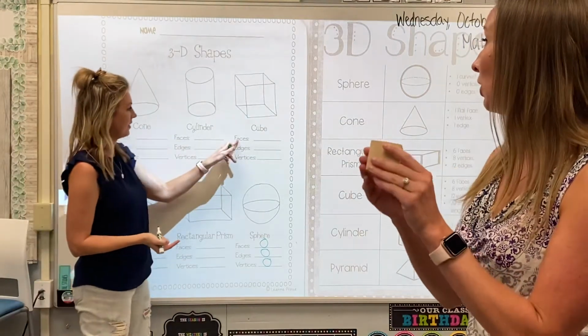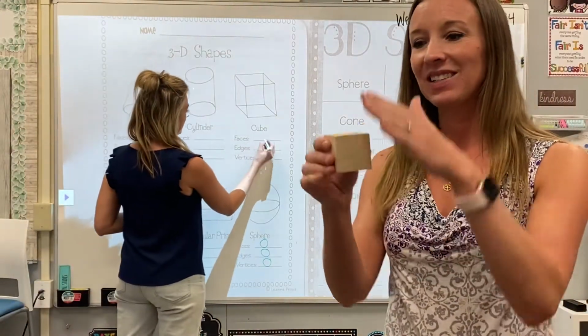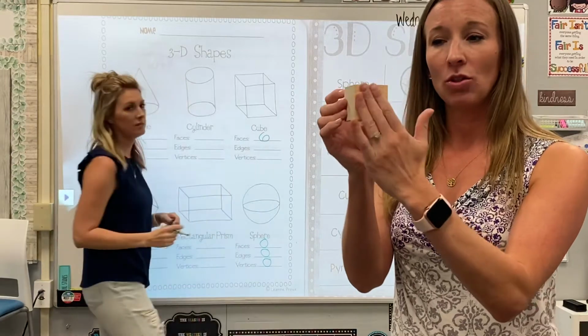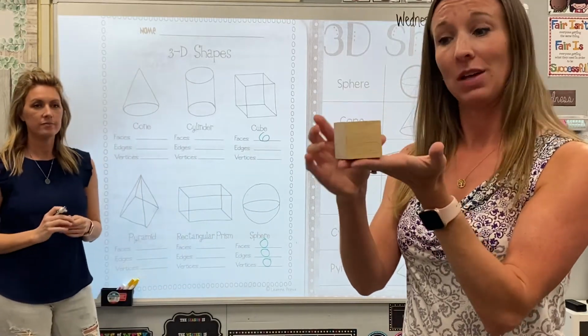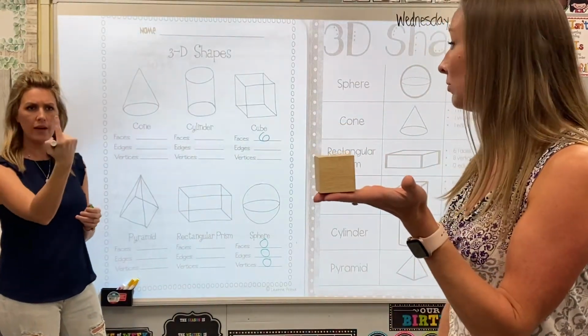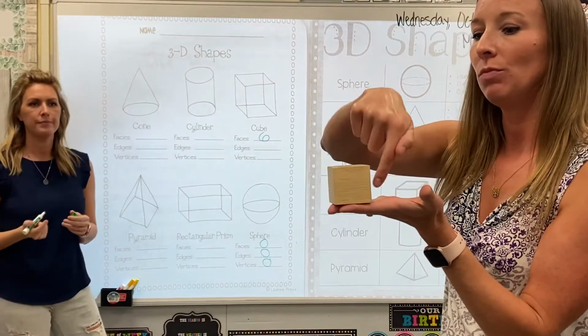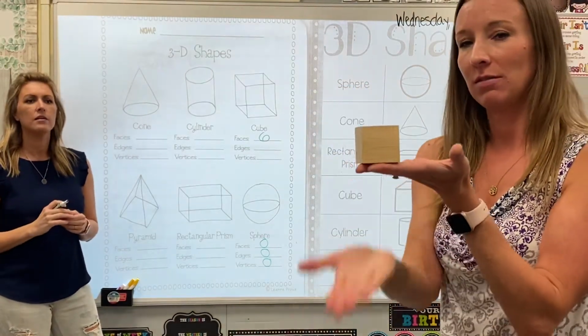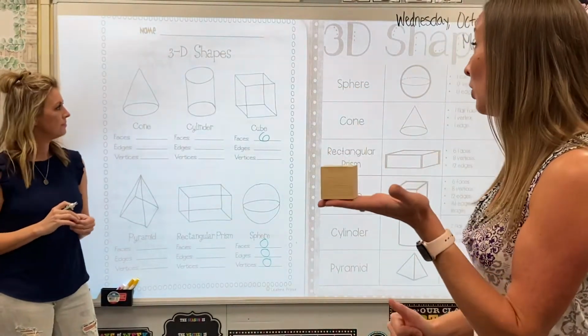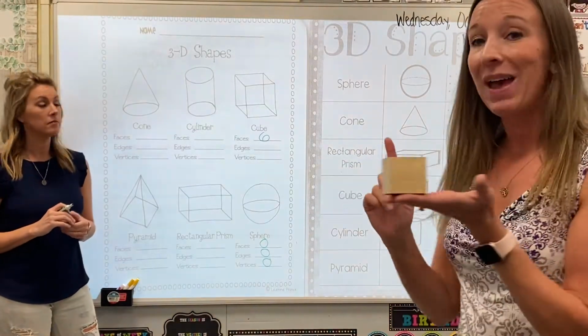So a cube has 6 faces because those are all flat sides on the cube. So 4 all the way around, 1 on top and 1 on bottom. 1, 2, 3, 4, and then 5, 6. Now we're not done. It also talks about edges.